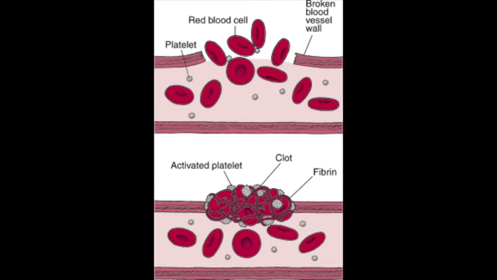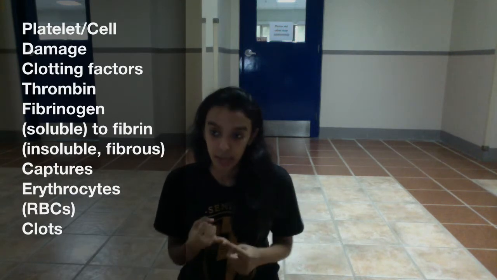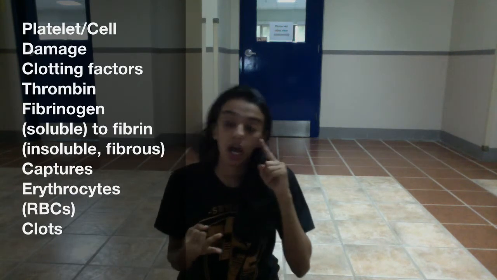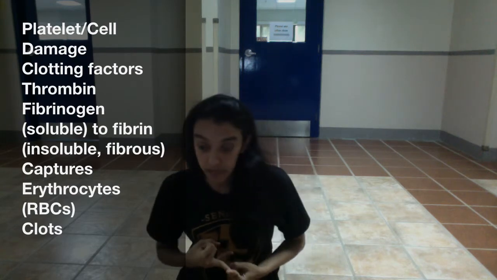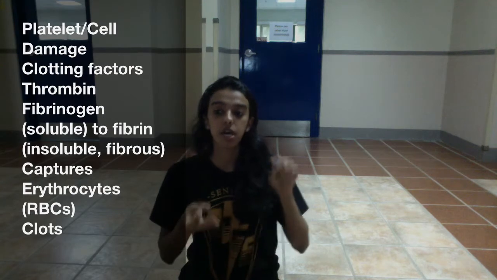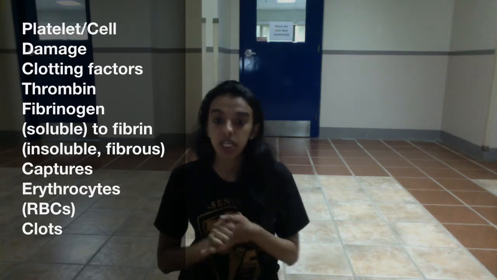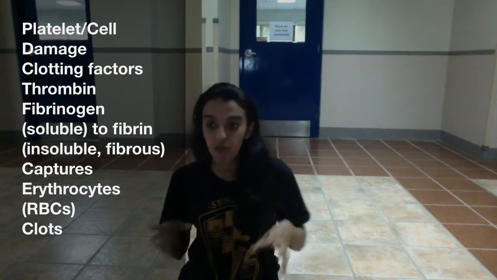Now, the insoluble mesh of fibers acts as a solid plug, and it is made of sticky platelets that stick to the damaged regions of the blood vessels. Now, in summary, blood clotting begins with cell damage or platelet damage, which activates the clotting factors and thrombin to be produced, which then catalyzes the conversion of soluble fibrinogen into insoluble fibrin, which then captures the erythrocytes or red blood cells and creates a blood clot.